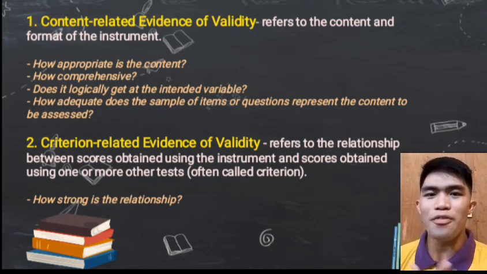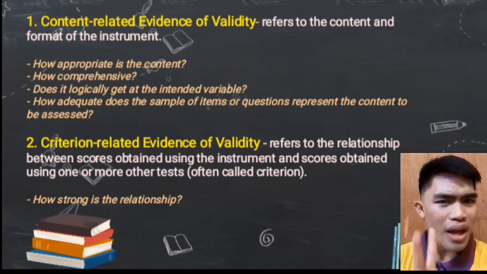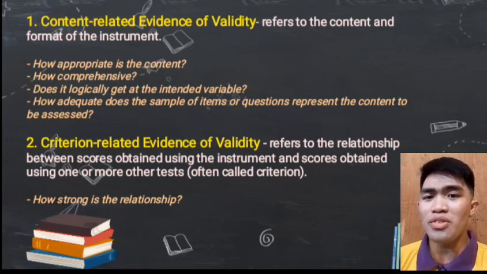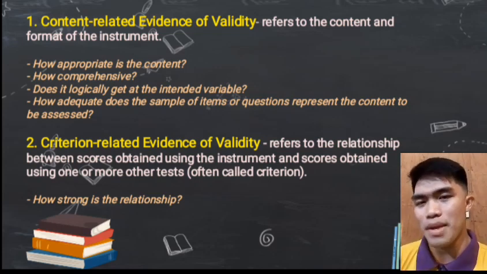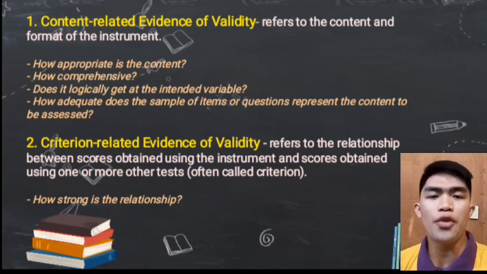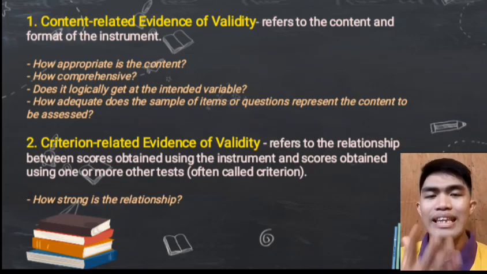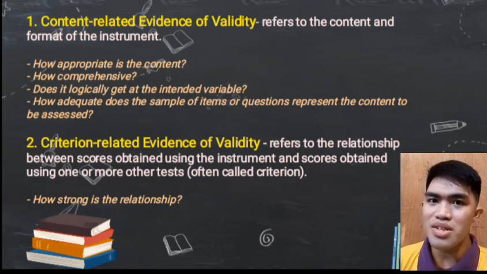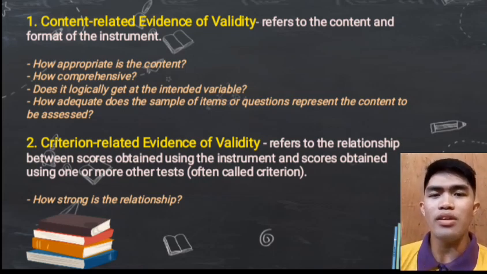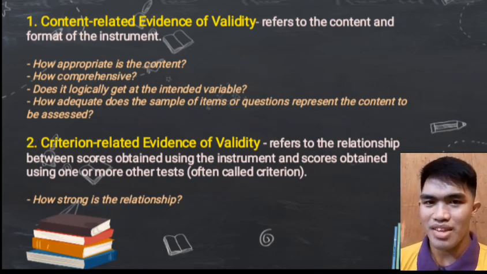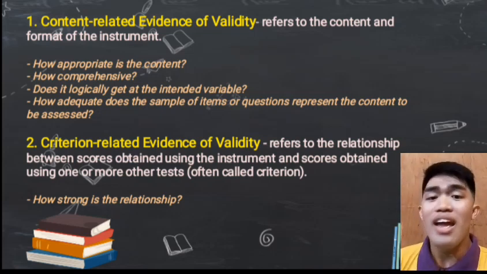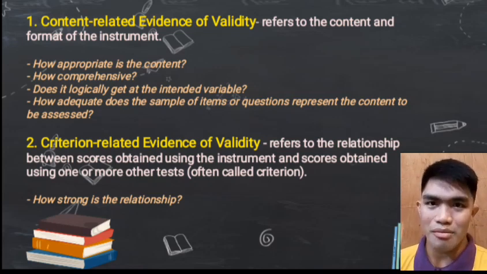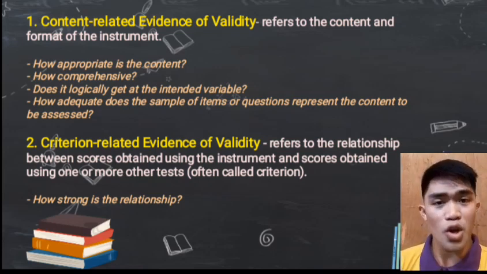Meaning to say, if the entire domain covers a unit with 4 topics, then the test should contain items from each topic. For instance, if our grade 4 pupil was able to correctly answer 30 out of 40 items in a test about matter, so that's 80%. So we can conclude that our pupil knows 80% of the content area. In that sense, is the content-related evidence valid or not? Yes, it is valid.